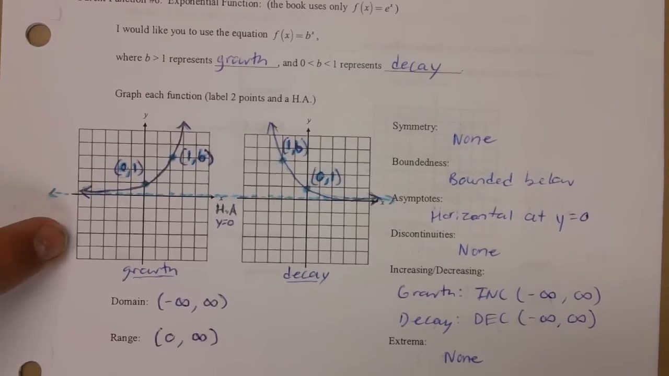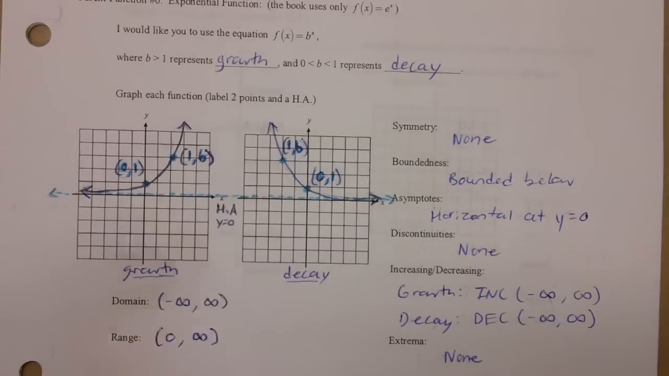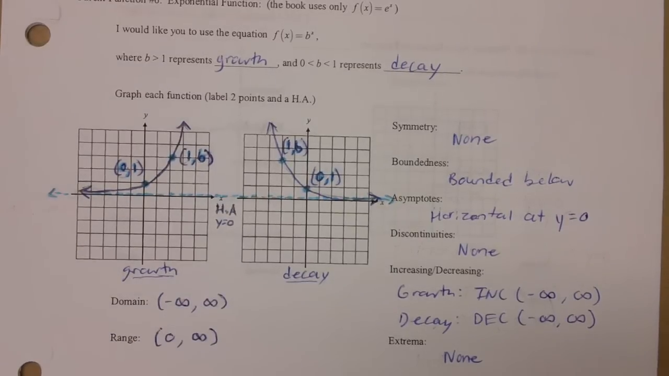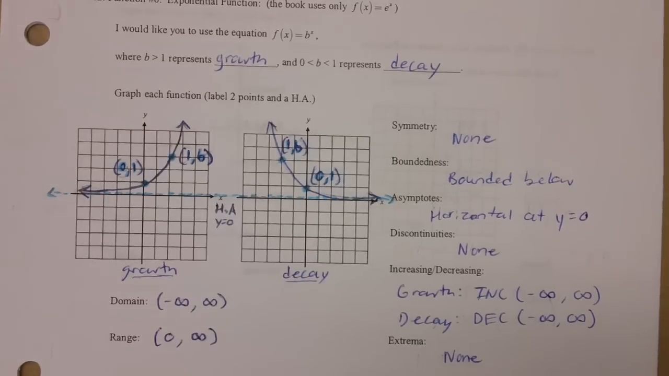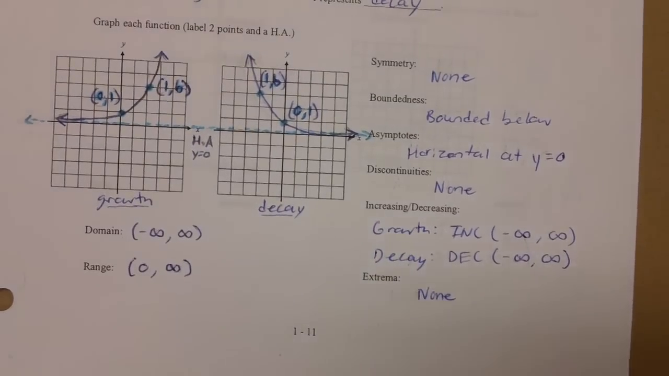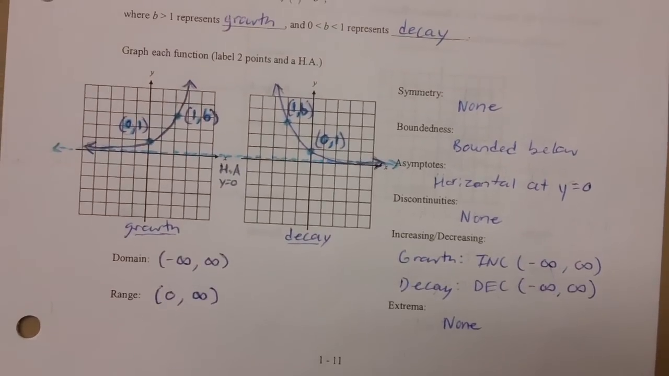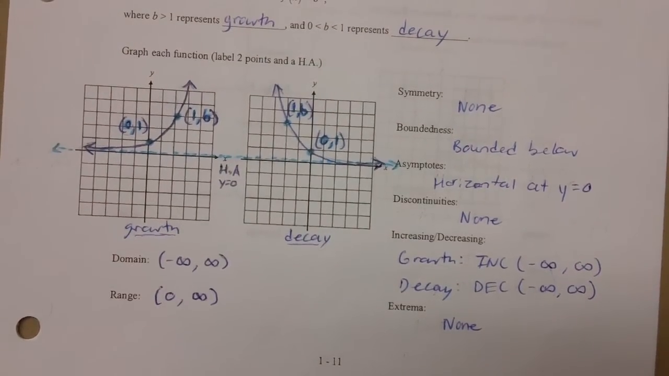This graph that shows the growth increases from negative infinity to infinity, and this graph that shows the decay decreases from negative infinity to infinity. The domain and range are the same for both graphs. The domain goes from negative infinity to infinity, and the range goes from 0 to infinity.